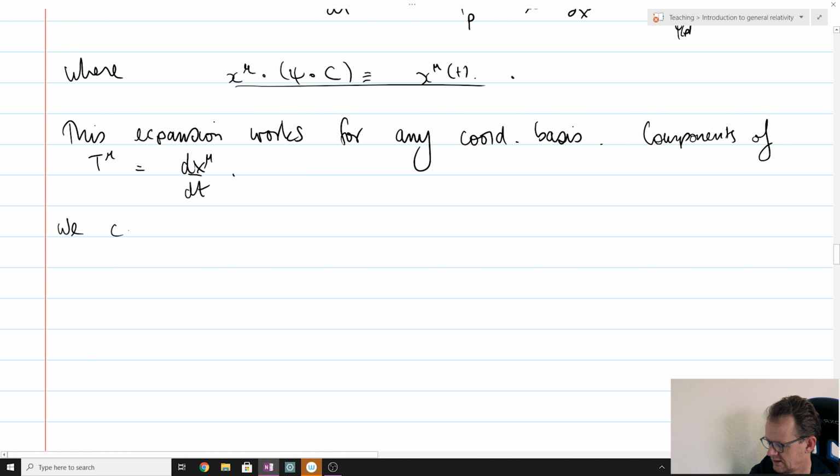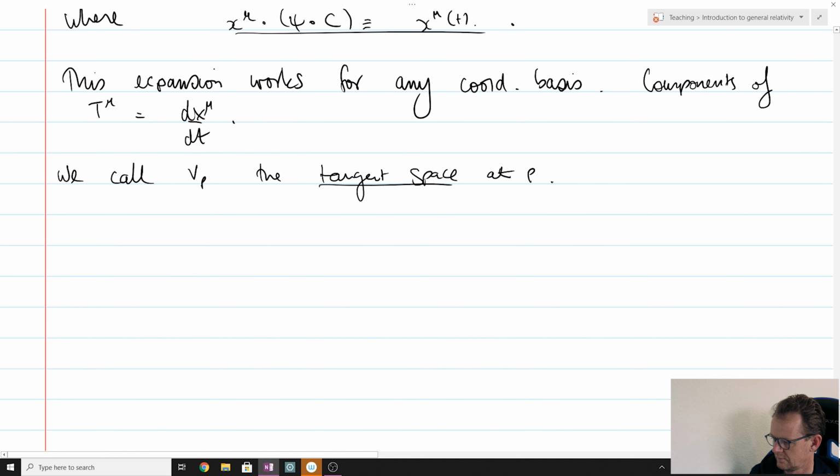I've said it already many times, but I may as well write it out now. Again, Vp, this vector space of directional derivatives obeying linearity and Leibniz, is called the tangent space at P. So this is just the tangent space at a given point. We can also define a tangent space for the whole manifold.